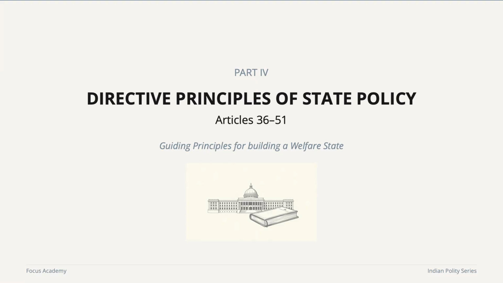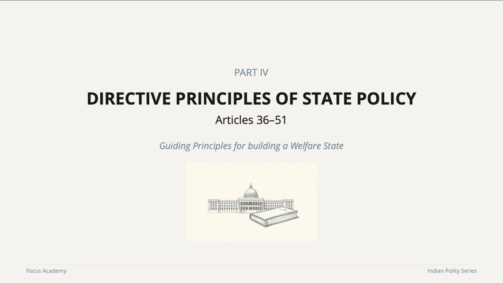So as we can see, today's class we will be learning Directive Principles of State Policy, which covers Article 36 to Article 51. If you can remember, Part 1 of the Indian Constitution covers Article 1 to 4. Part 2, citizenship, covers Articles 5 to 11. And Part 3, fundamental rights, covers Articles 12 to 35. And now we have the DPSP, which covers Articles 36 to 51.